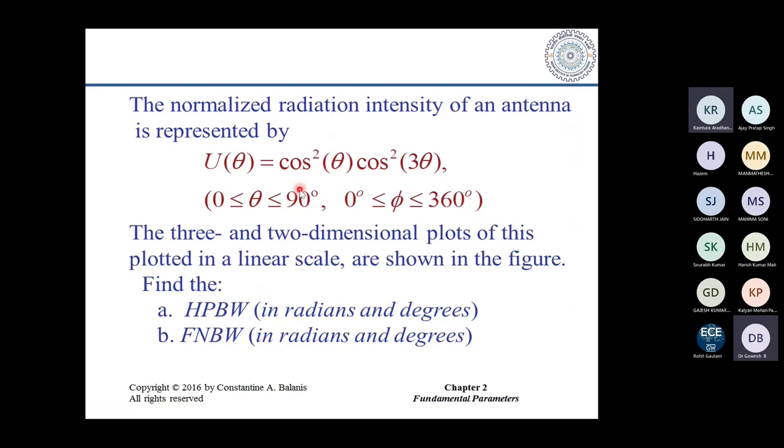So that's our goal. Suppose you are an engineer and somebody gives you this, or you yourself have determined that the radiation intensity of an antenna is given by this expression, and you want to know the half power beam width and first null beam width. In the future classes, we will see the importance of half power beam width and first null beam width, and how it is related to directivity and gain. For the time being, we will calculate only the half power beam width and the first null beam width of an antenna whose radiation intensity is given by this expression.